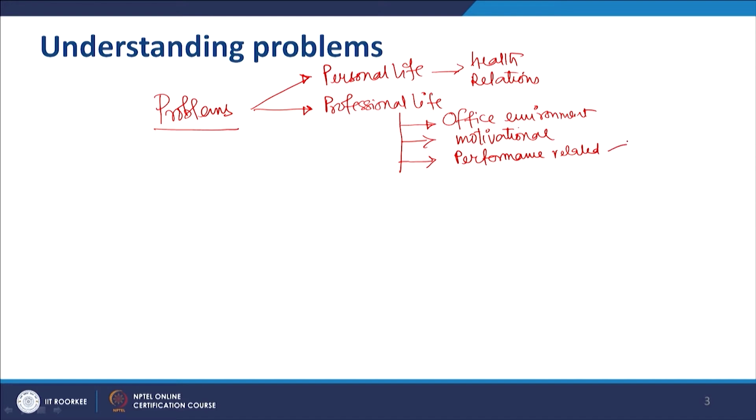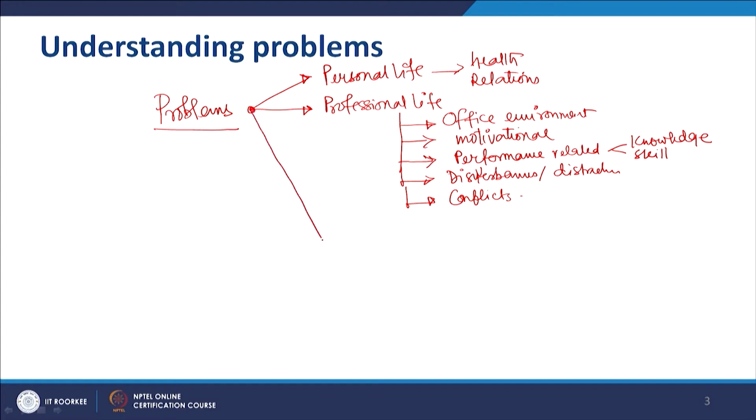specifically pertaining to the knowledge and skill which you are giving towards your office. They can be related to disturbances and distractions. They can be due to conflicts, and so many reasons can be there. And apart from that, they can be in your city or public life. Maybe the city does not have a better transport system, maybe it is due to pollution.